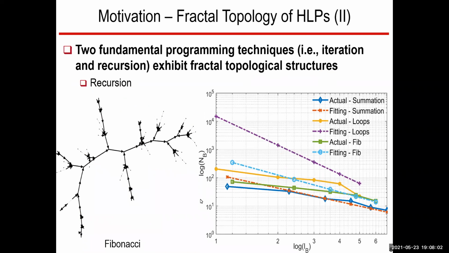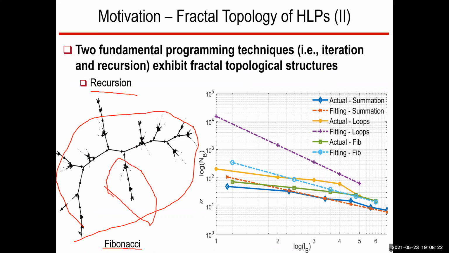Another example is recursion. We can see that the structure of one representative program is a tree. The program we use for this one is Fibonacci, which also shows fractal topological structures. If we zoom in on a branch, it is also a tree structure. And it can also be measured by the fractal dimension using this plot.